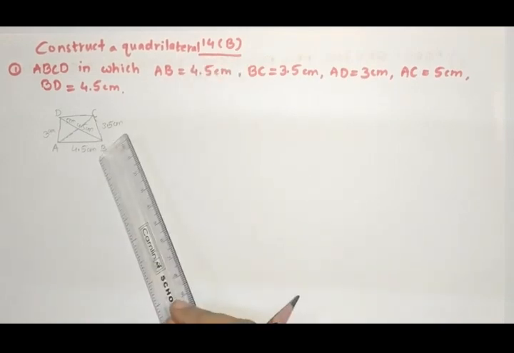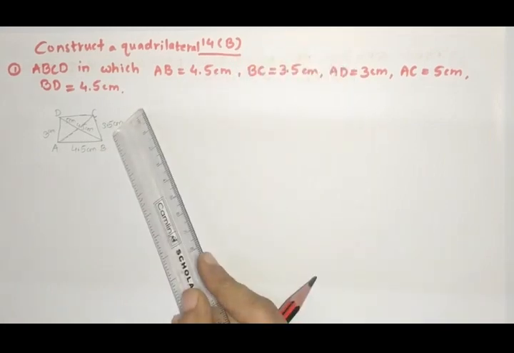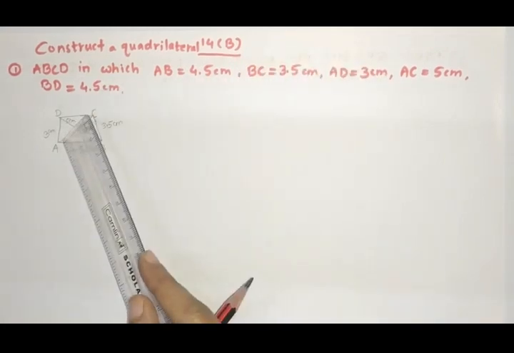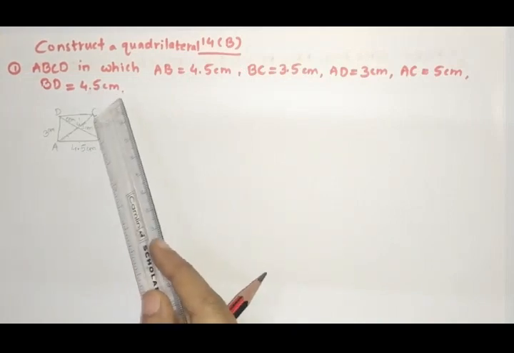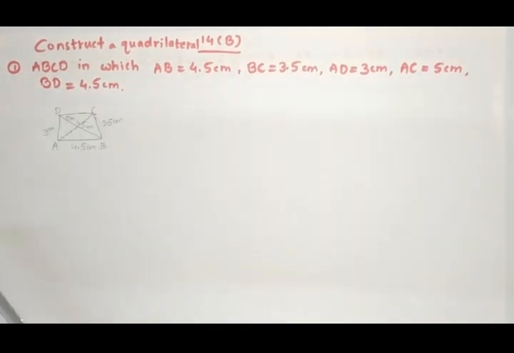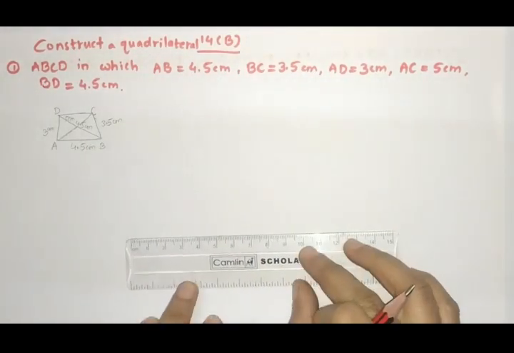AB is 4.5 centimeter. BC is 3.5 centimeter. AD is 3 centimeter, and AC is the diagonal, 5 centimeter, and BD is 4.5 centimeter. So this is a question in which the two diagonals are given. So let's start according to this.